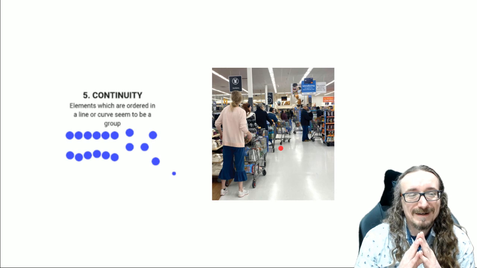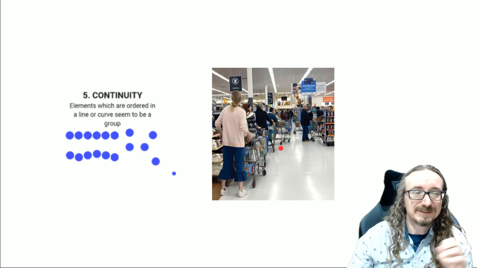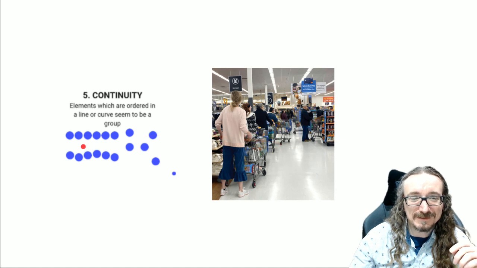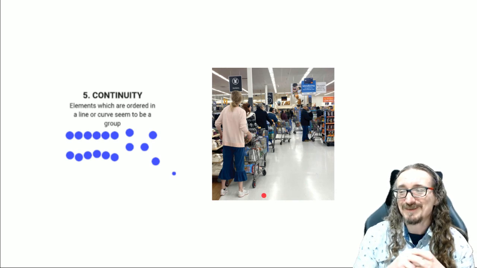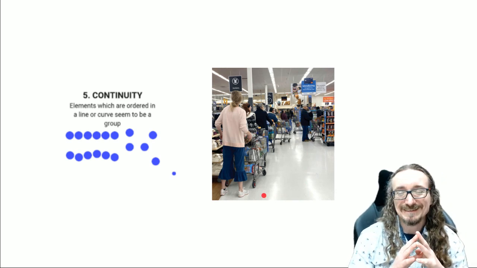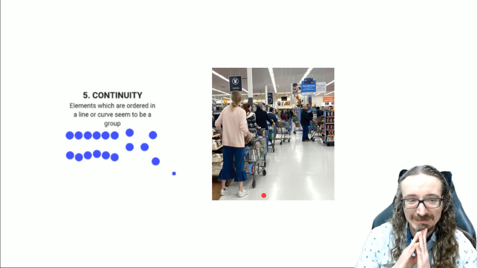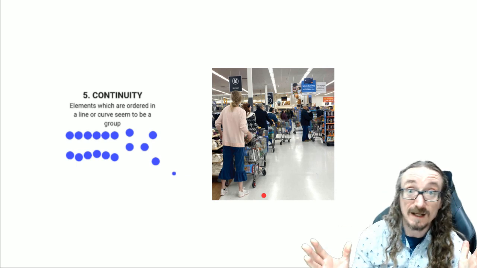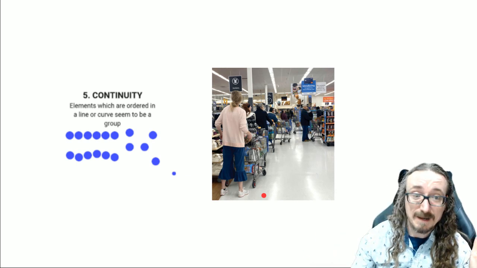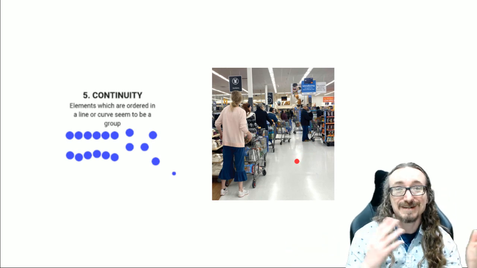Okay, continuity is an interesting one. Elements which are ordered in a line or curve seem to be in a group. I think about this, again, coming back to Walmart. When you go to Walmart, how many times do you think, oh my God, I need to check out, where's the line? And then you see all these people. Who's actually waiting in line, and who's just shopping? Because sometimes they put stuff here for you to look at, and you're trying to figure out what's going on.